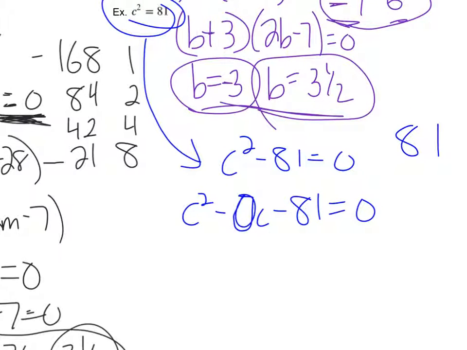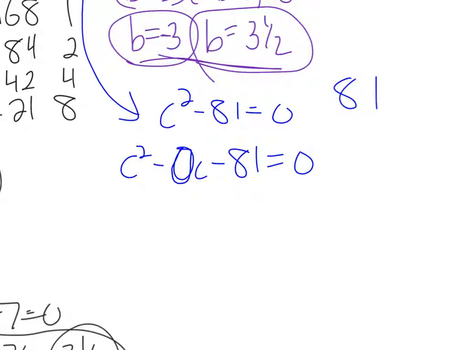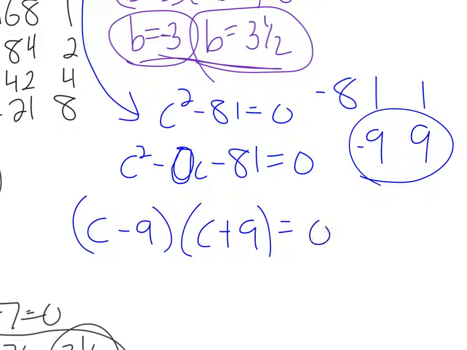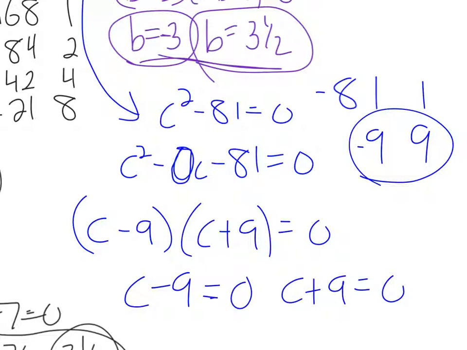So if I go 81 and 1, and you know, I can go 9 and 9. Hey, 9 and 9 jumps out at me. Well, negative 81, so that makes that negative 9. So it becomes c minus 9, c plus 9 equals 0. So I have c minus 9 equals 0, c plus 9 equals 0. So my answer becomes 9 and negative 9.